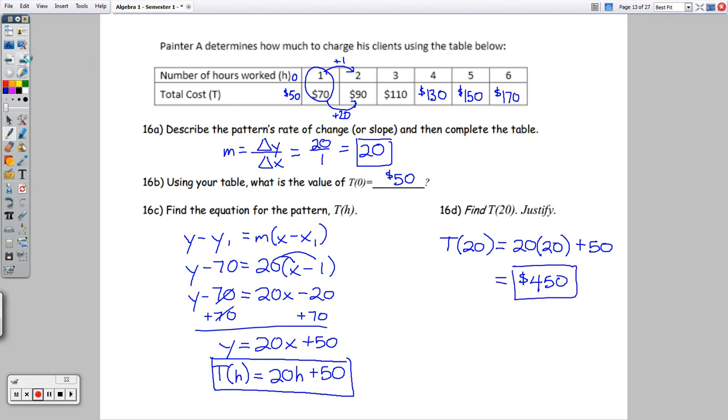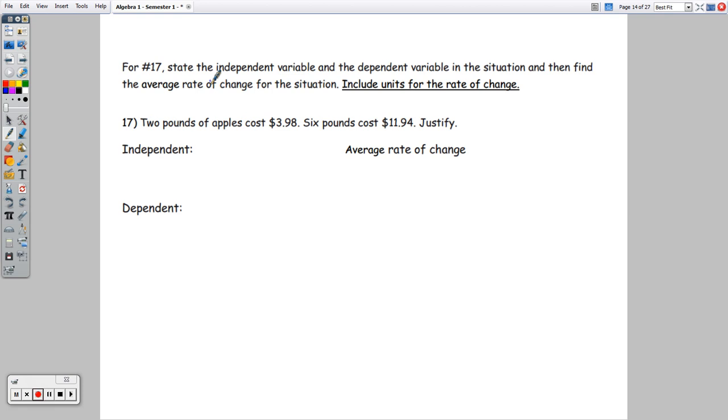Let's take a look at number 17. So for 17, state the independent variable and the dependent variable in the situation, and then find the average rate of change for the situation. Include units for the rate of change. So we're looking for what depends on what. If you go to a grocery store, the amount you pay depends on how much you buy. So dollars would depend on pounds in this case.